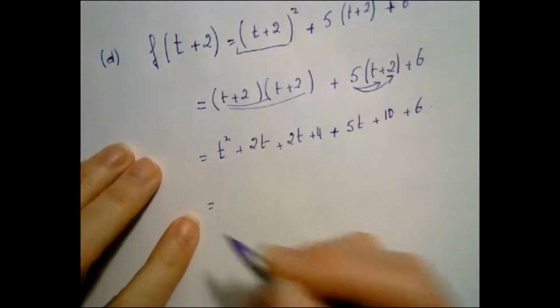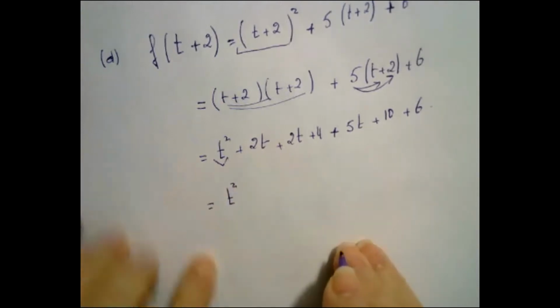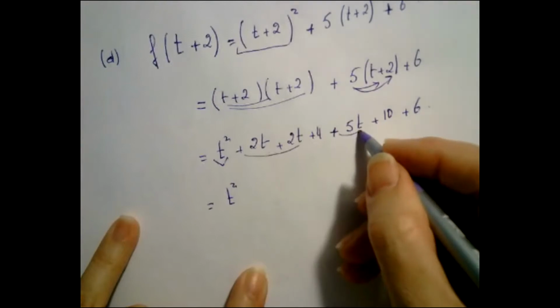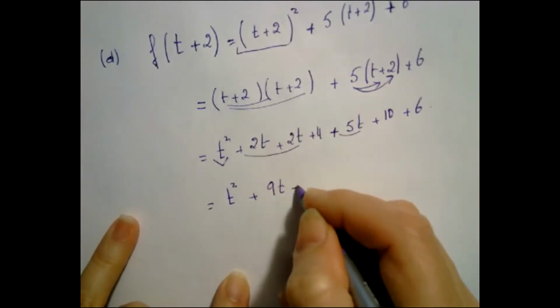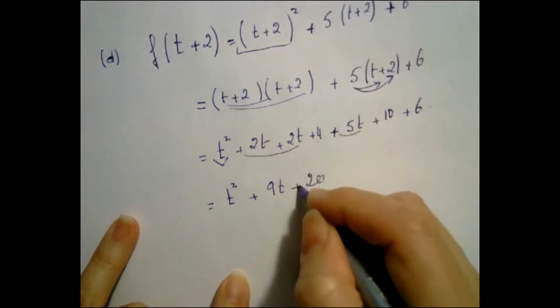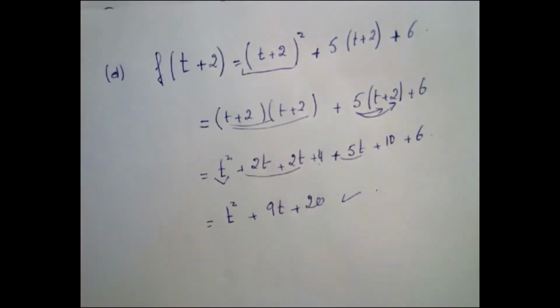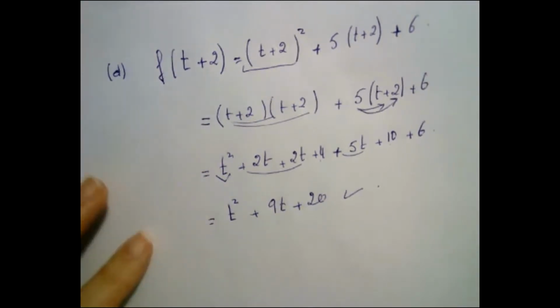Now the rest is to combine terms. T squared cannot be combined with anything. I keep it. 2t plus 2t, that's a 4t, plus a 5t, that's going to give me 9t. And then 4 and 10 and 6 give me a 20. Okay? So it's a simple problem. We need to learn how to work with functions symbolically, and that's really the idea here.